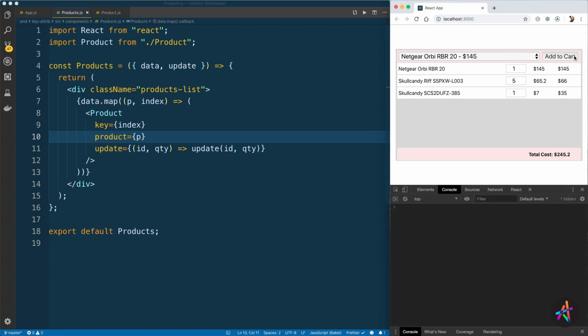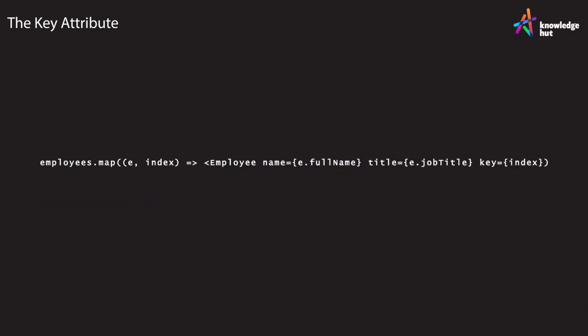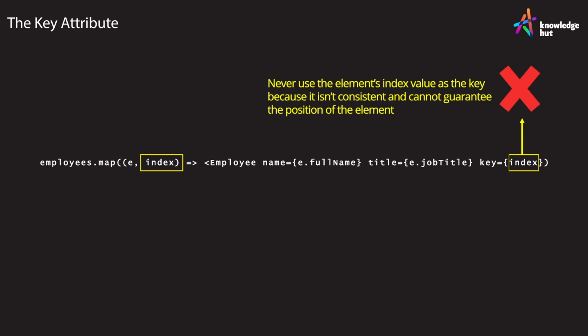Once again, I'll add a few products, update the quantity, and add more products, and you'll notice the problem still persists, exactly as what it was before. So, in a nutshell, never set the key prop to the index value of elements in the array. They are likely to cause all sorts of odd behavior in your application. This is because the value of the index is never consistent and changes as the contents of the array change over time. This means it cannot guarantee the position of an element in the list.